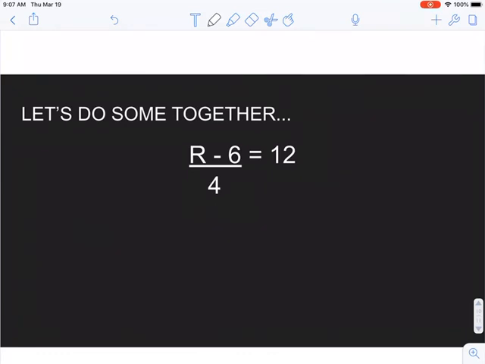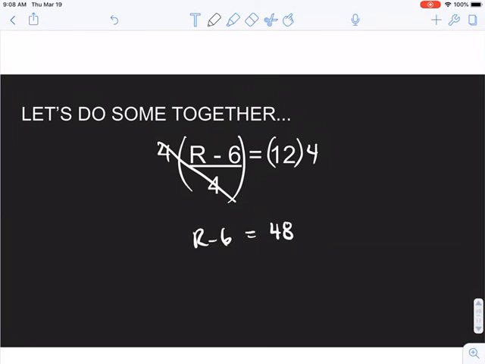This is similar to the last one. This 4 is actually, r is being divided by 4 and 6 is being divided by 4. So you cannot just add 6 to get rid of that first. That's not going to work for you. So what we need to do is get rid of the 4. So you multiply each side by 4. r minus 6 is what we have left, is equal to 48.